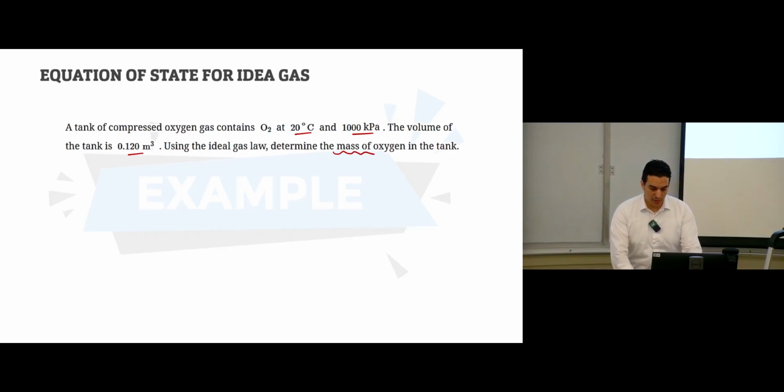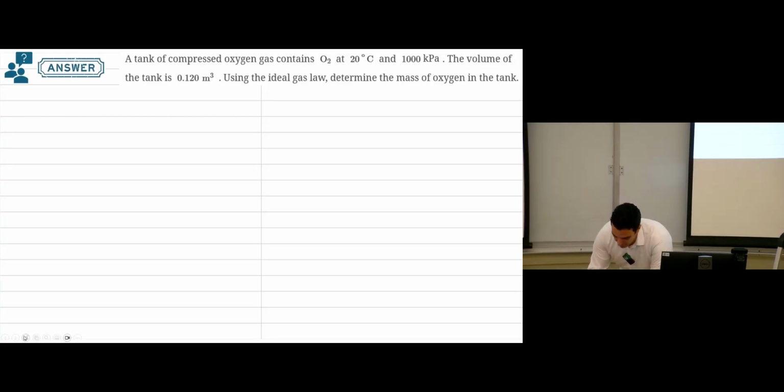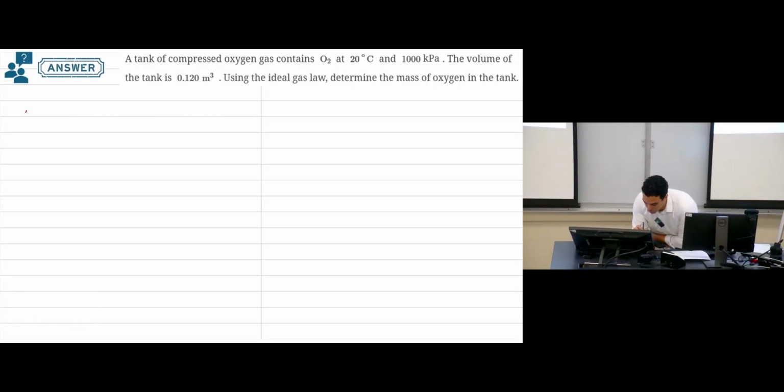Okay, so how can we solve this one? Again, this is the problem we have. We have several ways we can use to solve this example. So let's start with solution one. We know that the ideal gas equation is PV equals nRT.